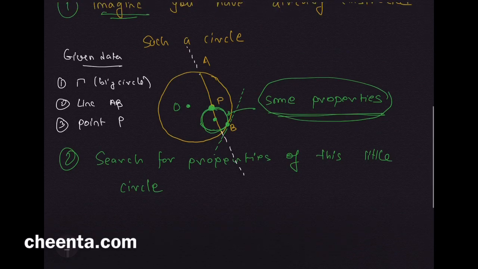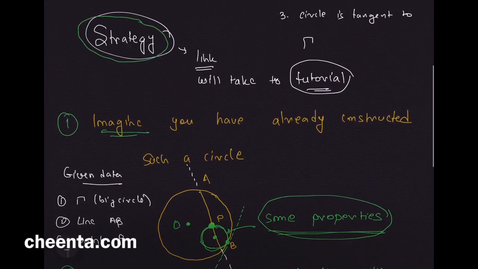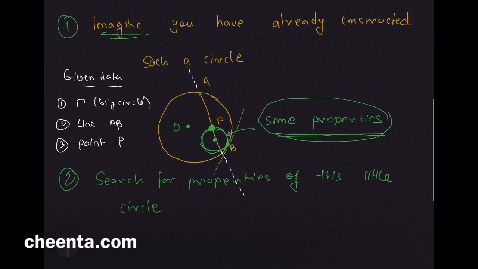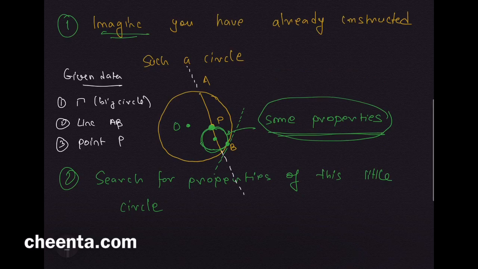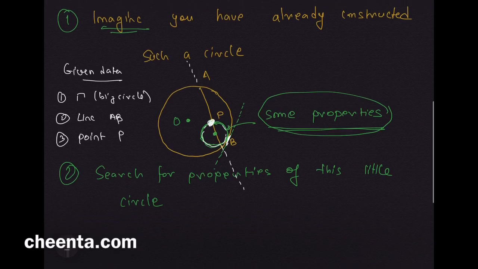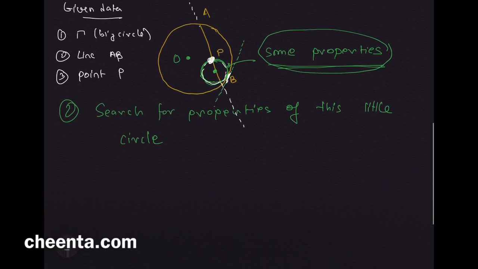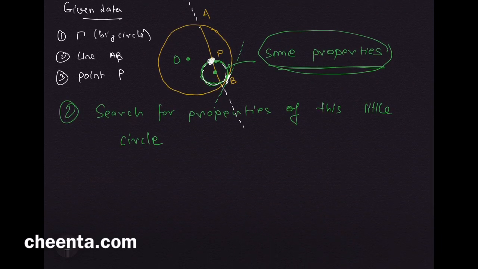But you can easily see why this little circle needs to be inside the big circle. After all, it passes through the point P and it's tangent to the big circle. And that can only happen if the entire small circle lies inside the big one. Okay, so what are the properties? What are the properties of this little circle that can help us track down the bigger one?